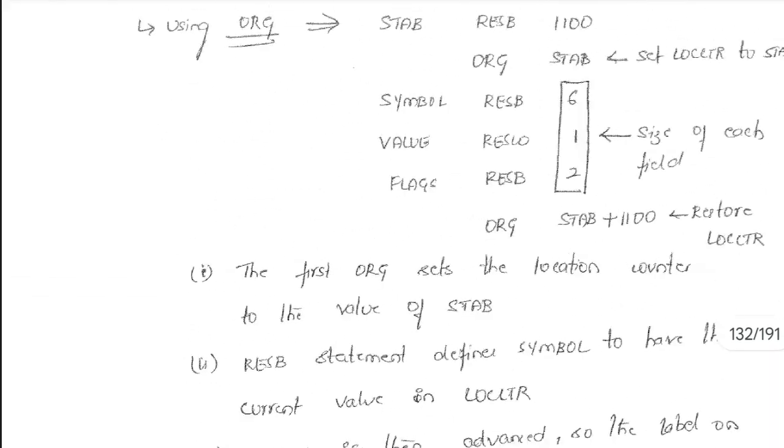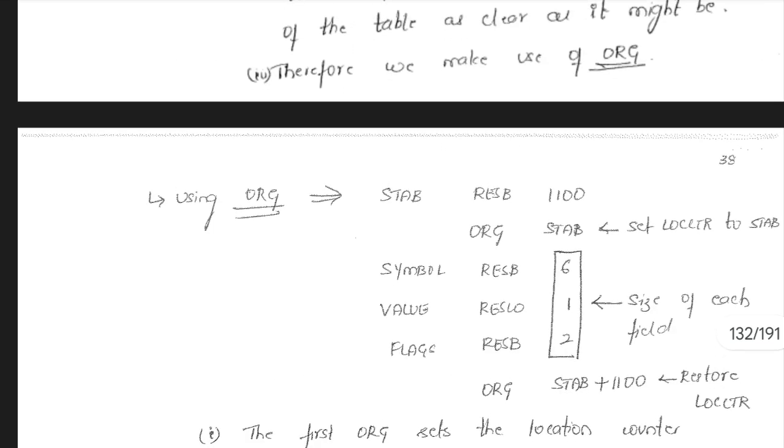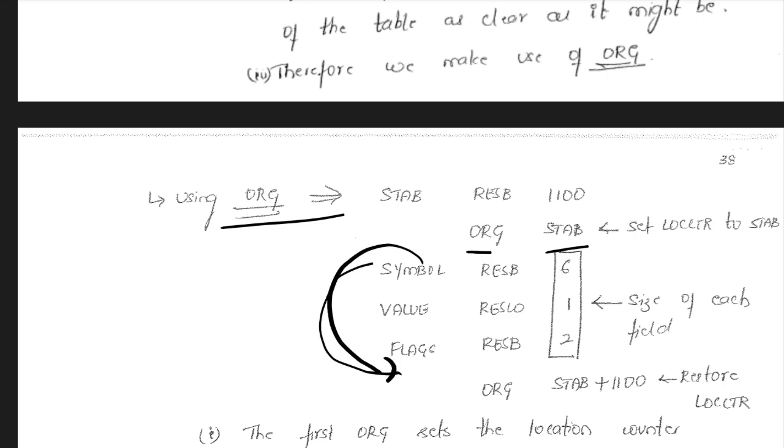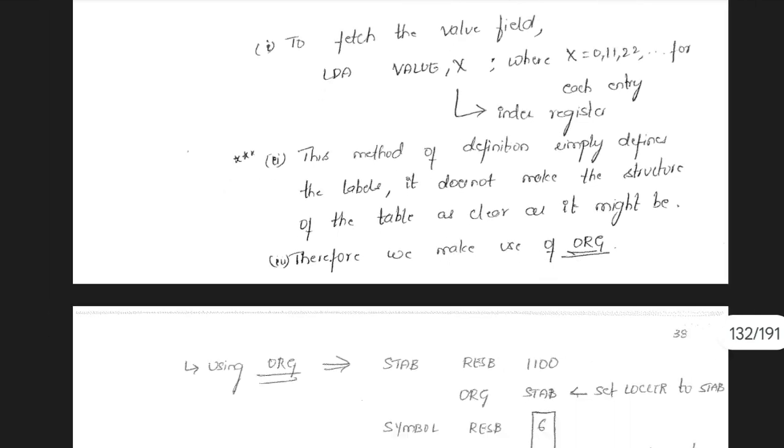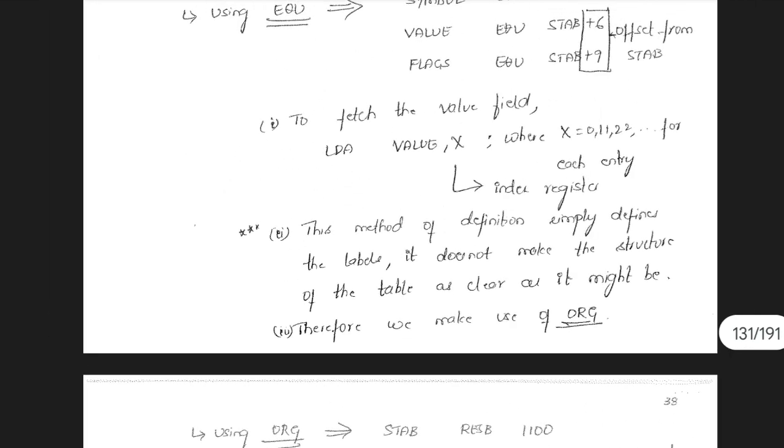So using ORG, we can assign a symbol. After going through a function, if you have to come back again, we will be using ORG. So it will be starting from there. Okay, so the definition and the detailed explanation I have already done, so you can go through that.